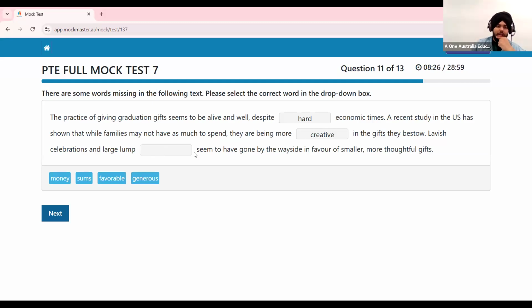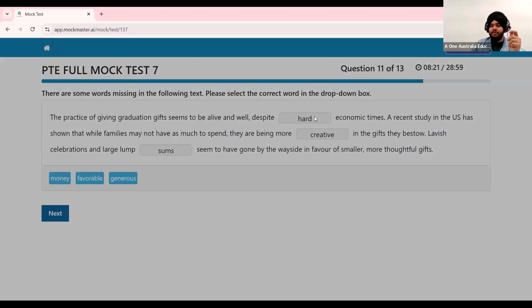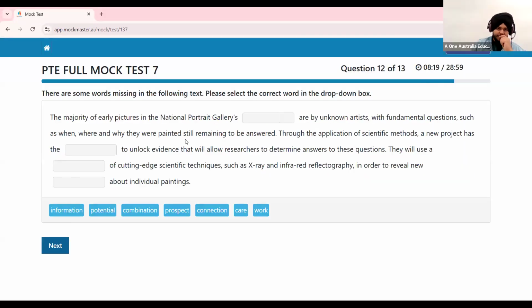Then, and large lump [blank], large lump sums. Lump sums is a collocation, everyone. Lump sums is a collocation.